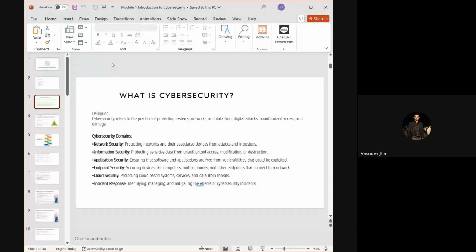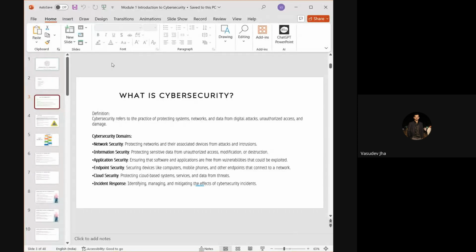Then we have application security. Its primary purpose is to ensure that the software and applications are free from vulnerabilities that could be exploited. Then we have endpoint security, like securing the devices, computers, mobile phones, and other endpoints that connect to a network. And nowadays we also have cloud security, because previously we had a server kind of infrastructure where we had a physical server. So we are going with this now. When we are relying more on cloud, then cloud security is also important for us. Here we are protecting cloud-based systems, services, and data from threats.